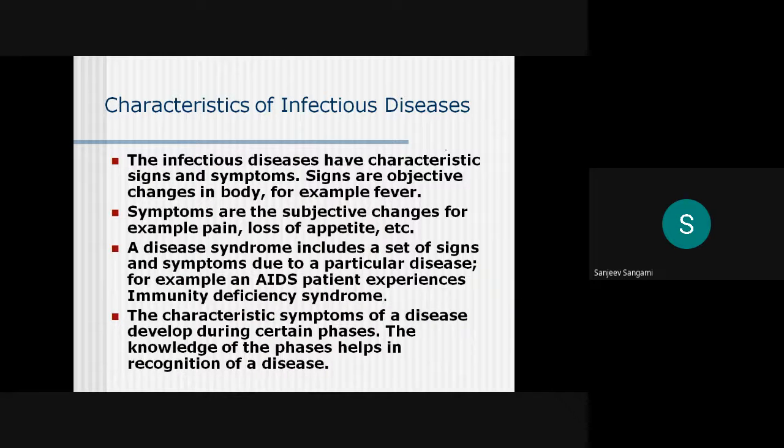Then, some of the characteristics of infectious disease: an infectious disease has characteristic signs and symptoms. The signs are objective changes in the body, for example fever, which we already know. Symptoms are subjective changes, for example pain, loss of appetite, etc. So a disease syndrome includes a set of signs and symptoms due to a particular disease. For example, the AIDS patient experiences immunity deficiency syndrome.